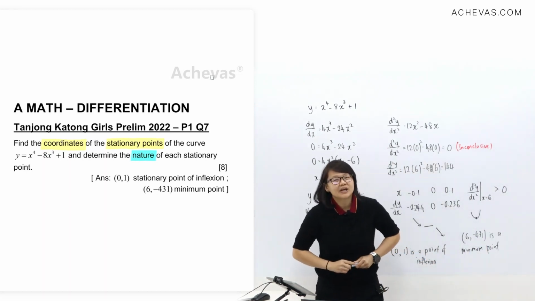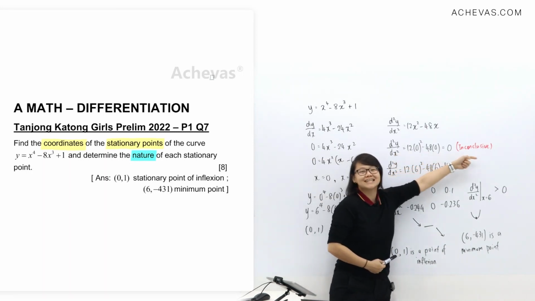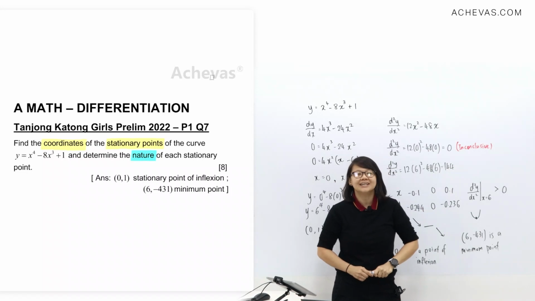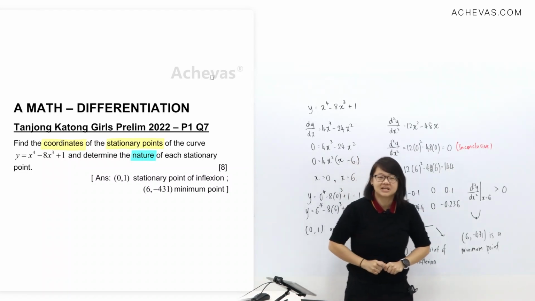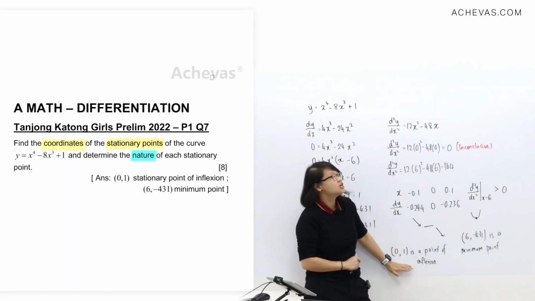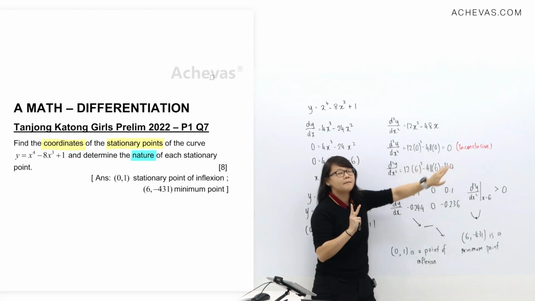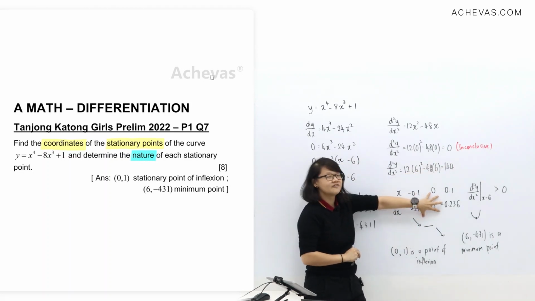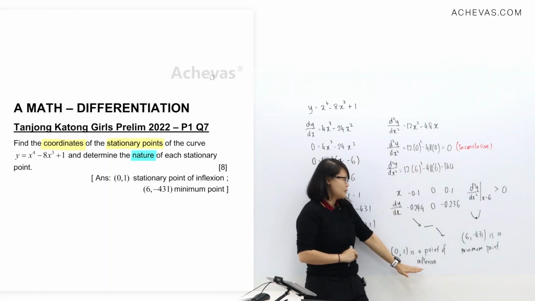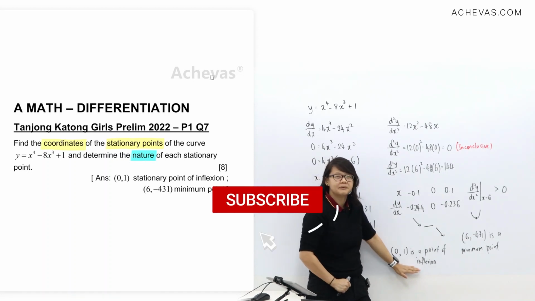Now, let me remind you again, when you have second derivative equals 0, it's inconclusive because it can be a maximum or minimum as well. It does not necessarily need to be a point of inflection. So whenever you get an inconclusive answer using the second derivative test, make sure you do one more first derivative test to prove whether it's a point of inflection, a maximum, or a minimum point, okay?